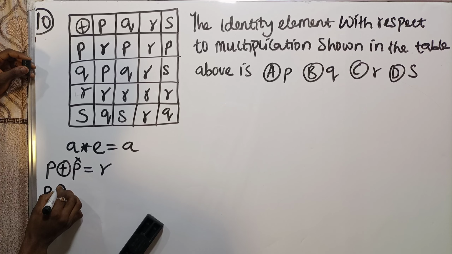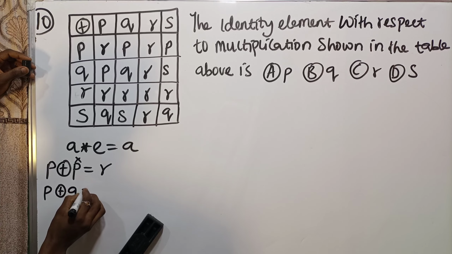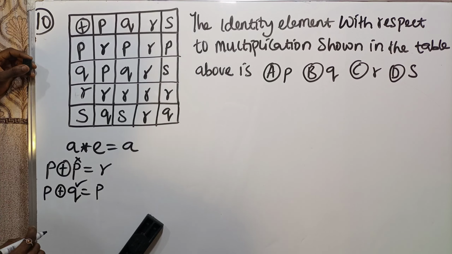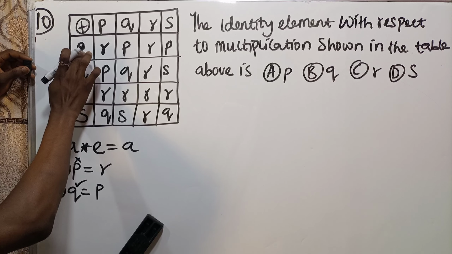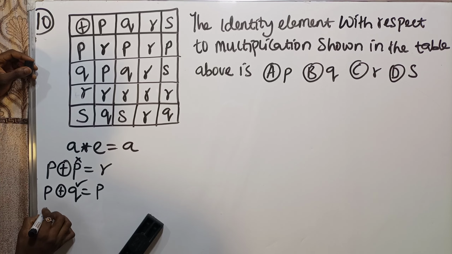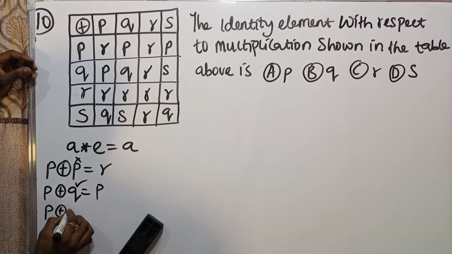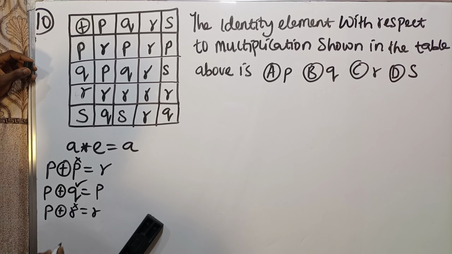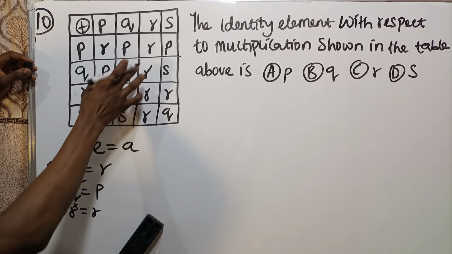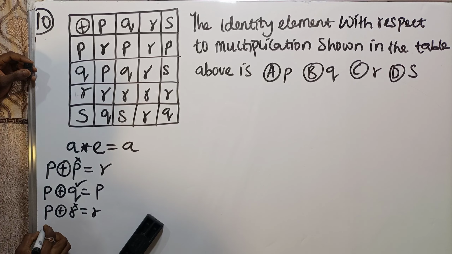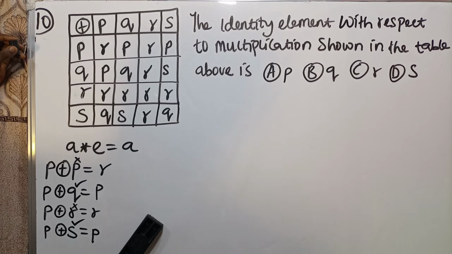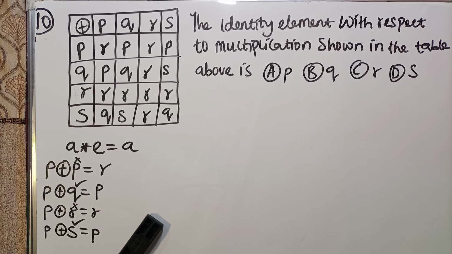P operation Q. What is it giving us? It's giving us P. So it shows that Q is an identity element for this one. So let's do for this one. P operation R gives us R. What is this showing you? That R is not an identity element under this. Then P operation S is equal to P. So it's showing us that S is an identity element. Hope you can see it.